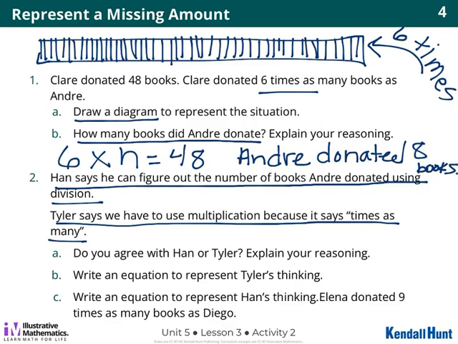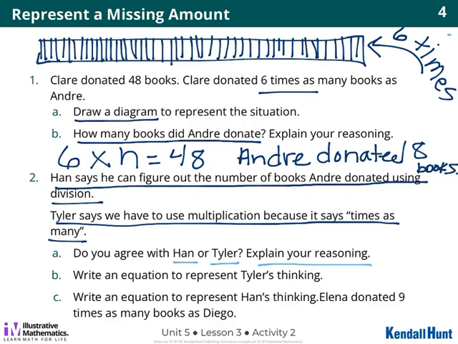Okay, let's look at number 2. I'm going to switch to this color. Han says he can figure out the number of books Andre donated using division. Tyler says we have to use multiplication because it says times as many. So raise your hand. I want to know, do you agree with Han or do you agree with Tyler? And explain your reasoning. Which one do you agree with? Okay, Jace.